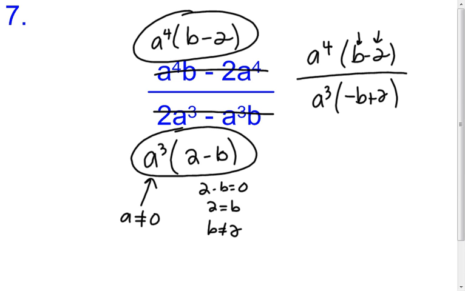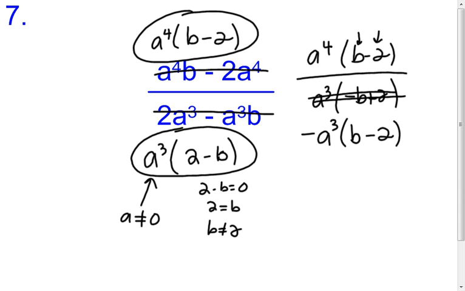So the way to get the numerator and the denominator the same is, instead of factoring a positive a to the 3rd out, factor a negative a to the 3rd out. If I factor a negative a to the 3rd out, then I would have a positive b and a negative 2, and they will end up being the same. Okay, so that's what I'm doing right there.